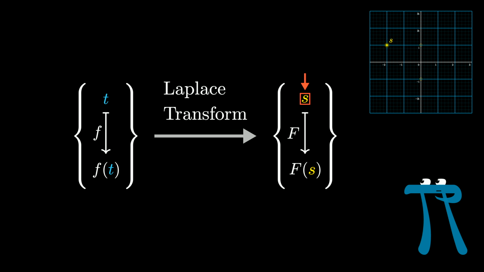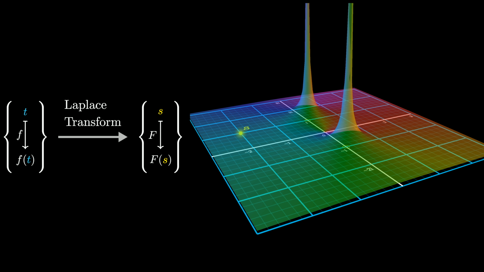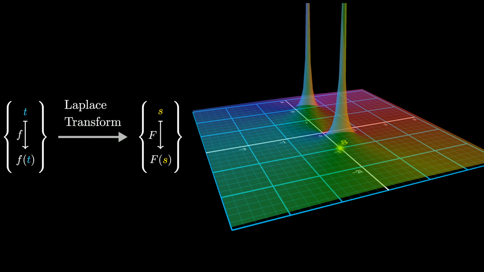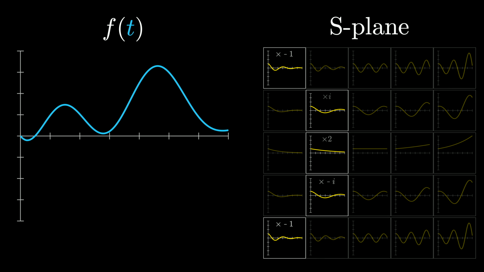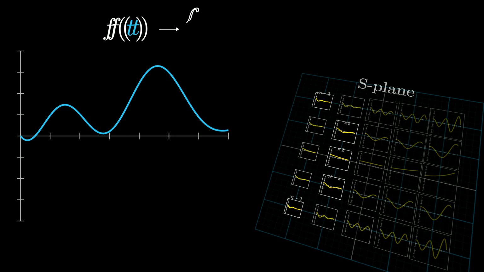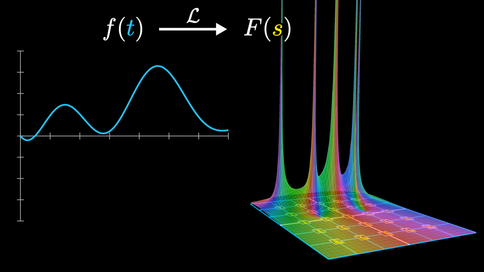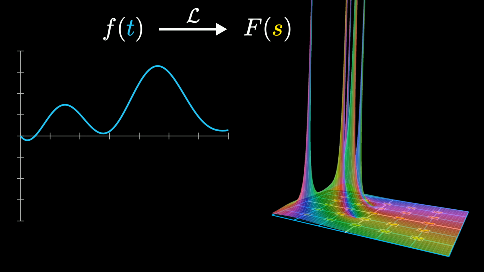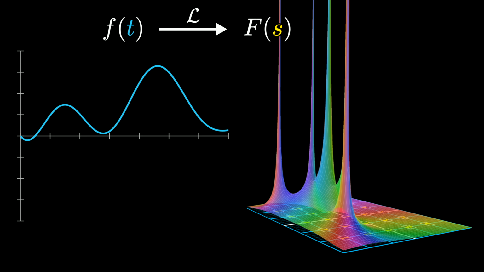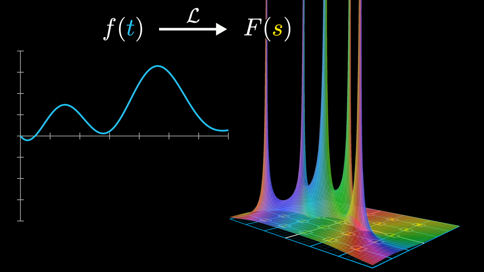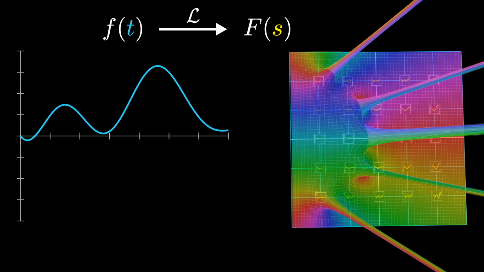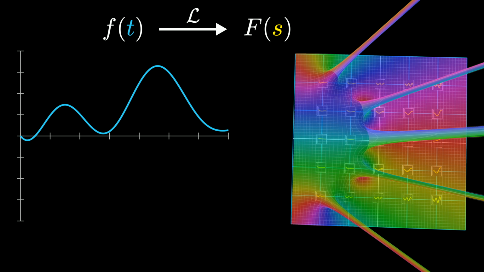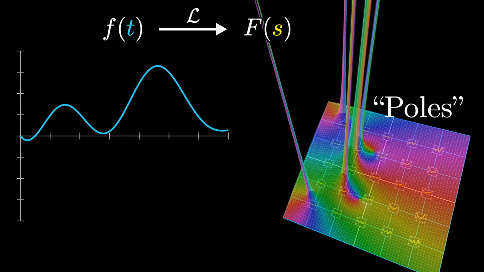I think it's helpful to quickly preview what this new function actually does before we pull up the definition and start dissecting it. Suppose your original function, little f of t, really can be broken down as a sum of several exponential pieces. When you apply this Laplace transform, giving you a new function of this new variable s, if you were to plot this new function over the s-plane, in a way that I will explain in just a minute, what you see are these sharp spikes above each value of s that corresponds to one of those exponential pieces. These spikes have a fancy name. They are called the poles of your function.